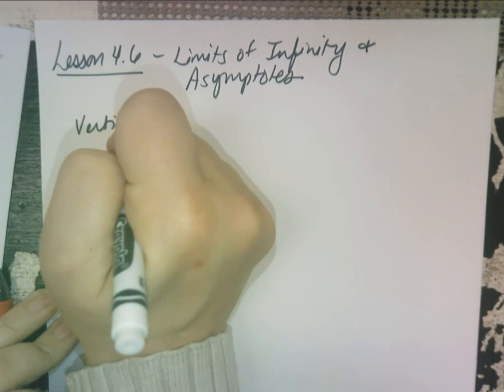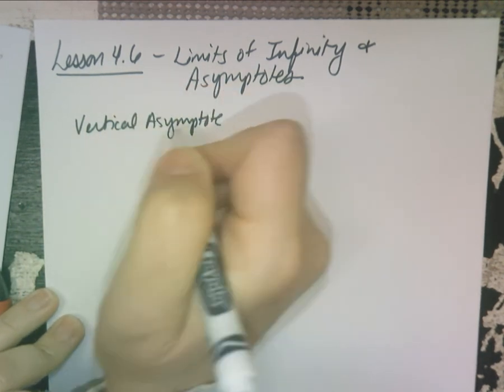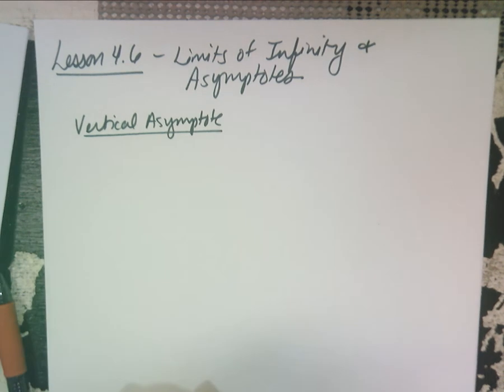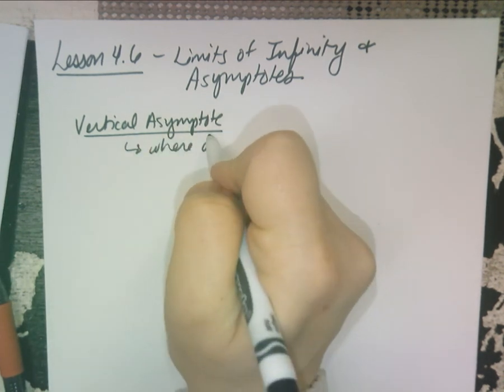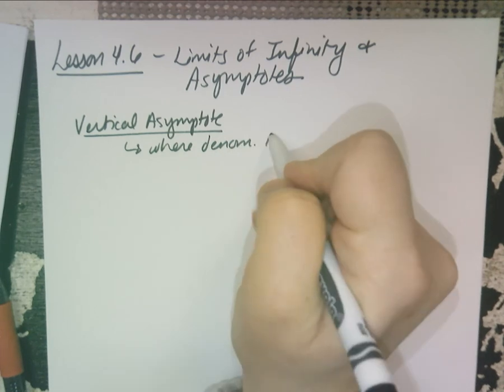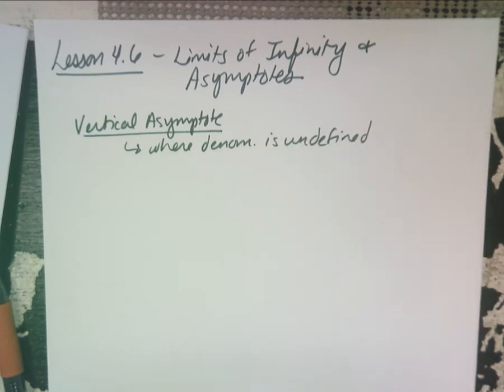Today, just to remember what asymptotes are. Vertical asymptote. How to find a vertical asymptote: that's where your denominator is undefined. That's where you'll always have a vertical asymptote.